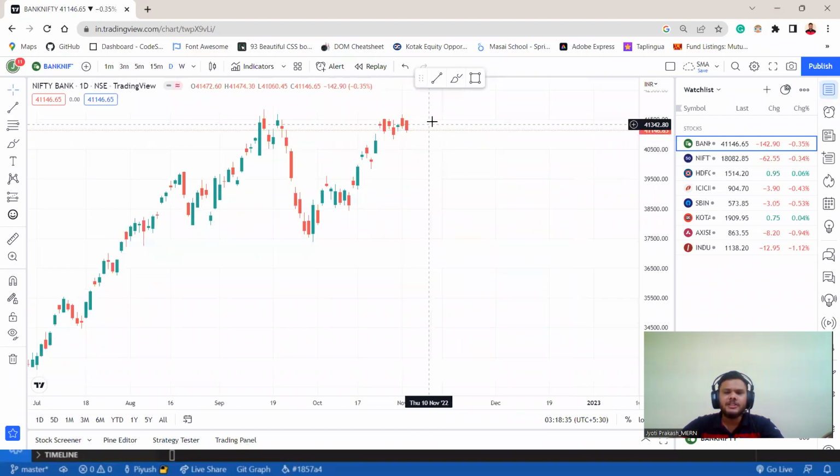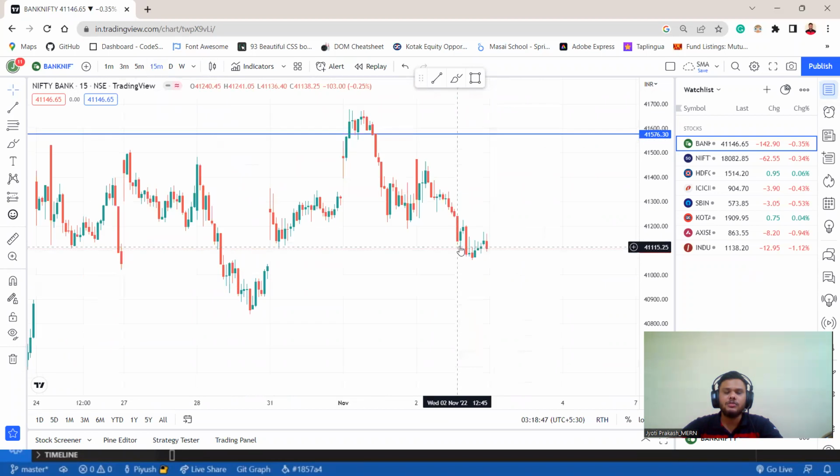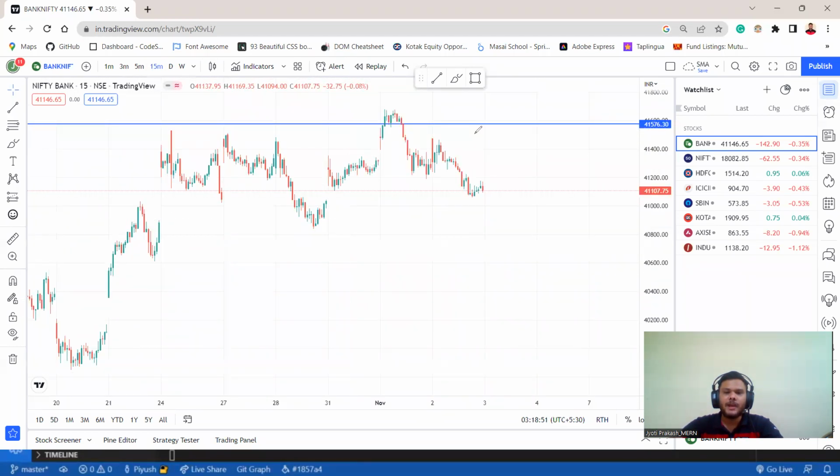But for any buying scenario, you need to wait for it to close above 41,520 or 41,600, above 600, then we're going to take it for buying. Neither are we going to buy if it opens gap up and goes up, we'll wait and watch. Okay. But for any selling, you need to wait for 5 to 10 minutes. If it opens around 41,200 or in between 41,000 and it closes below 41,000 or 41,100, then we're going to take it for selling.